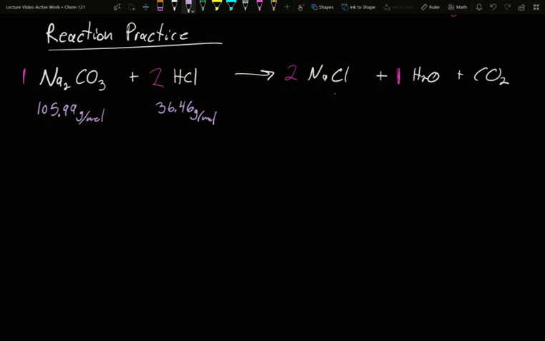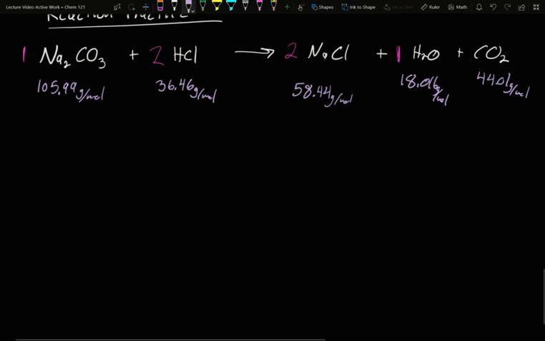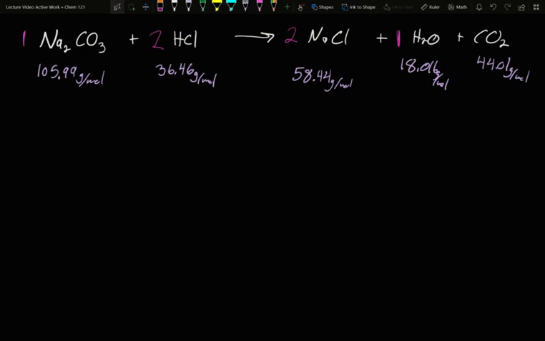Sodium chloride, same deal, one sodium and one chloride in the formula, 22.99, 35.45. This will come out at 58.44 grams per mole. Water, two hydrogens, oxygen, 18.016 grams per mole. Carbon dioxide, 44.01 grams per mole. We have a balanced reaction, and we have molecular masses. So what are we going to do with them?